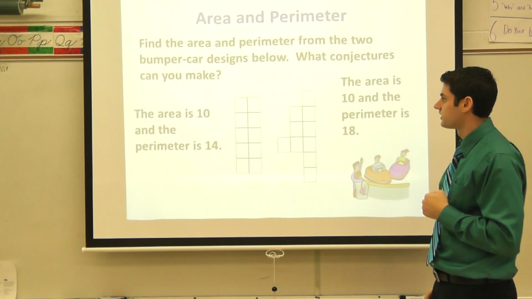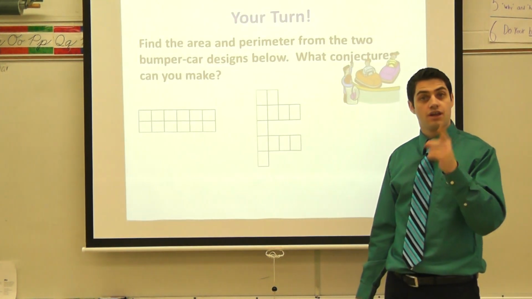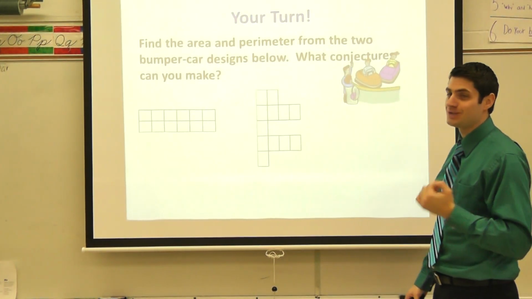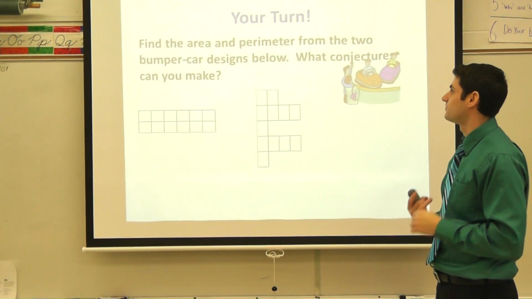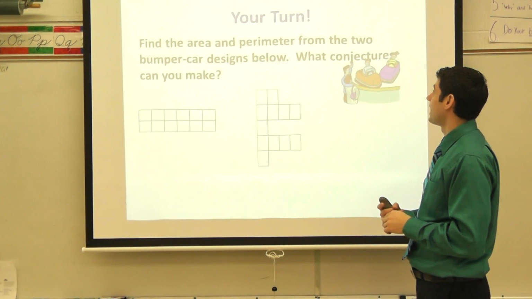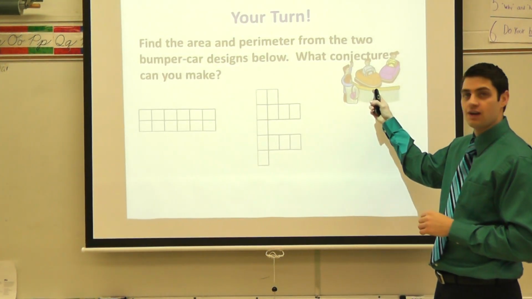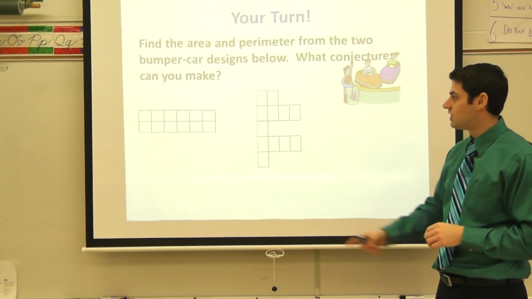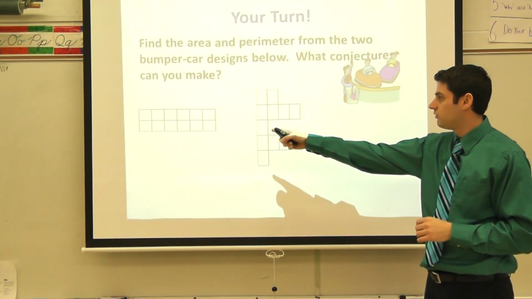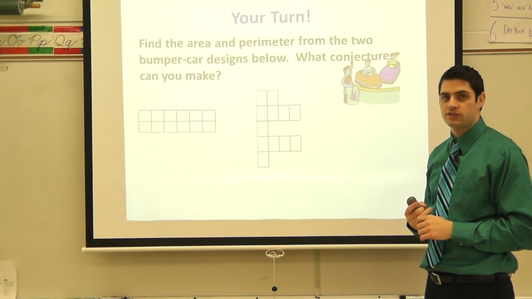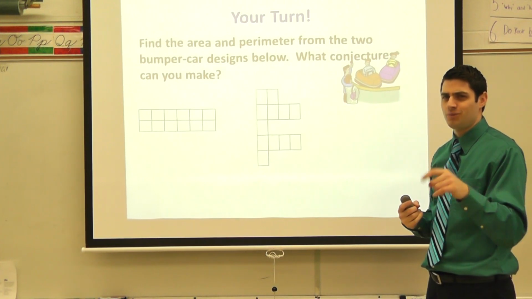Kind of interesting. Let's take a look at your turn. I know it's your favorite part. Mine too. It says, find the area and perimeter from the two bumper car designs below. What conjectures can you make? And again, we have our handy dandy little visual up there. So go ahead and draw out or use some math tools to help you solve these two designs. I know your paper's out. I know your pencil's ready. Go ahead and pause the video.